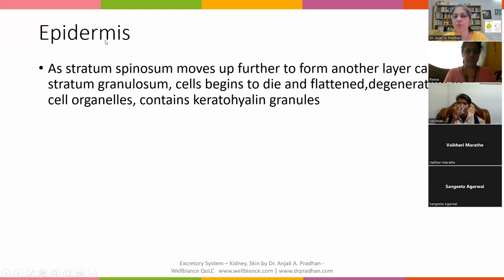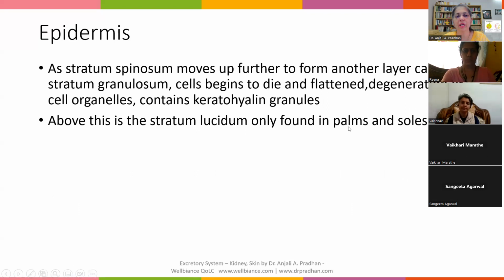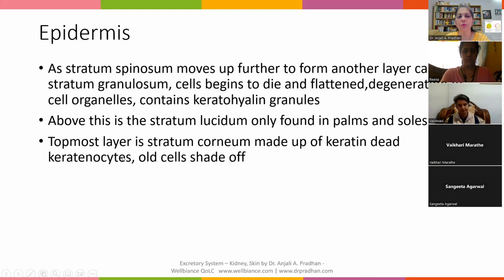Stratum spinosum moves up further to form another layer called stratum granulosum. Cells begin to die, flatten, and there is degeneration of the cell organelles. It contains keratohyalin granules. So that is why it is called stratum granulosum. Above this is the stratum lucidum, only found in palms and soles. Topmost layer is stratum corneum, made up of keratinized keratinocytes. These cells shed off.